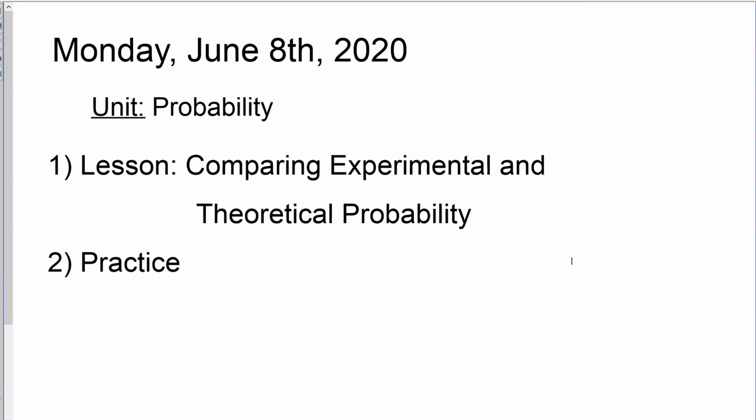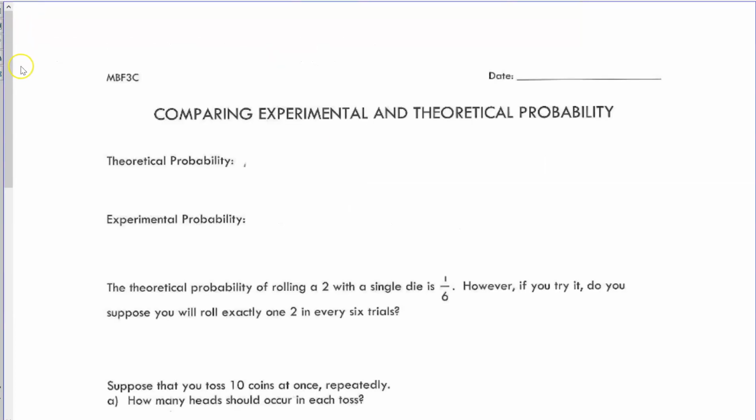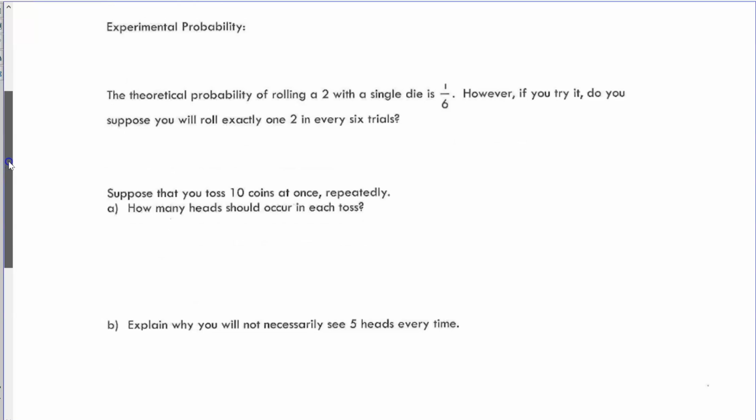So today's lesson is about comparing experimental and theoretical probability. Those are the two that we looked at last week. And then you'll have some practice. There's actually only one more lesson for today, so we will be all done with probability as of tomorrow. There is a lesson note if you would like to print it out and follow along.